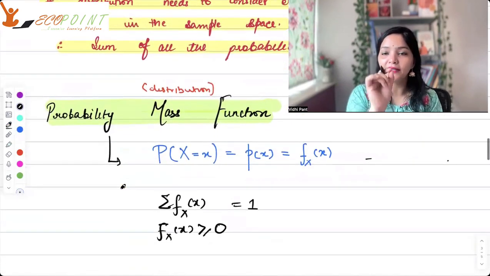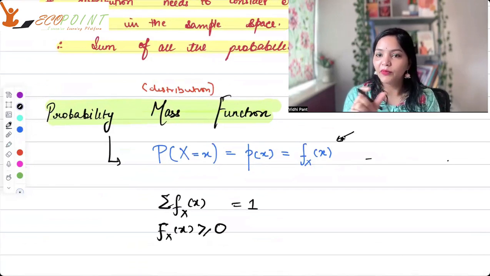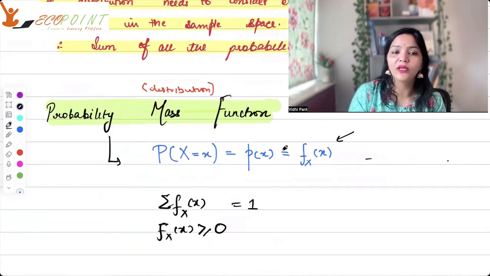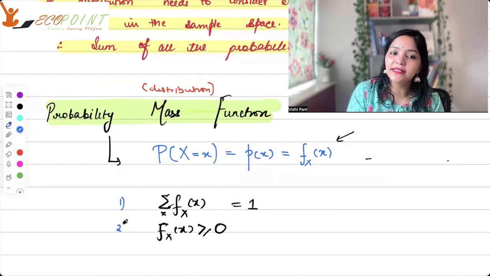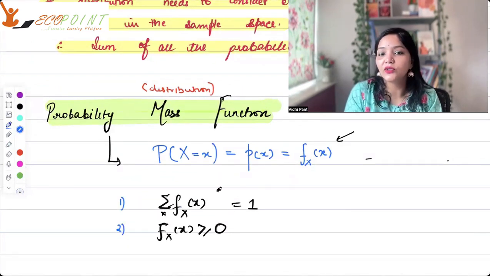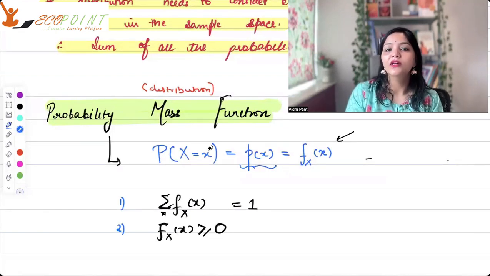So at every position that you have in the distribution, that is probability mass function. Therefore, when you sum it up over all the x's, what you should get is 1. And of course, since a probability mass function is actually a probability, it has to be greater than or equal to 0.